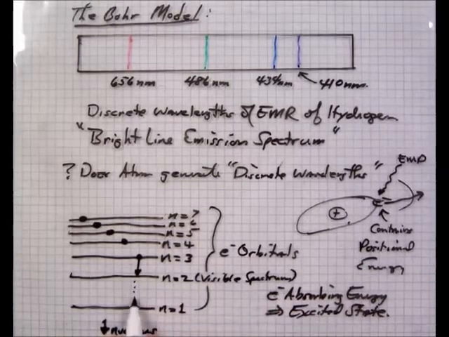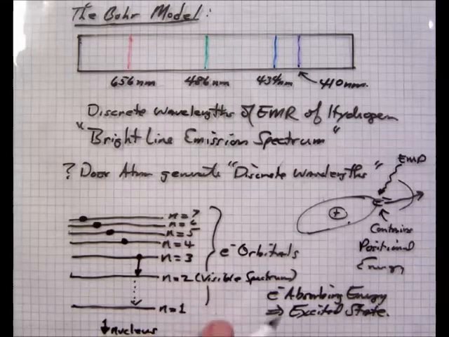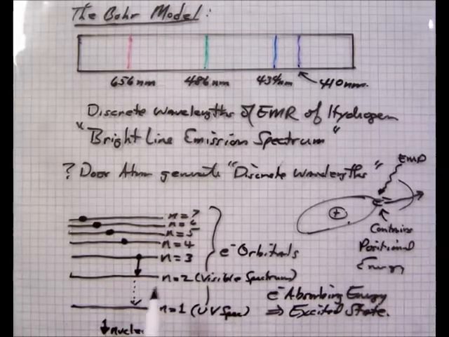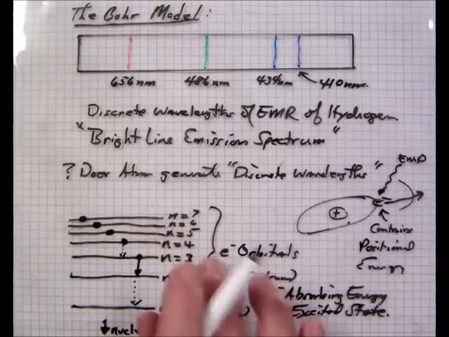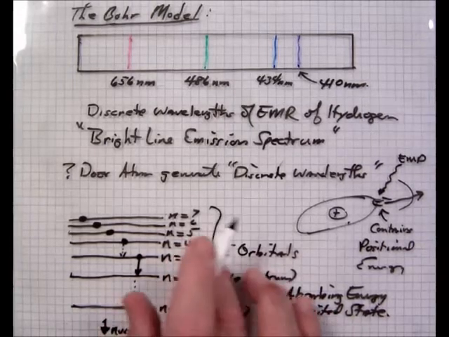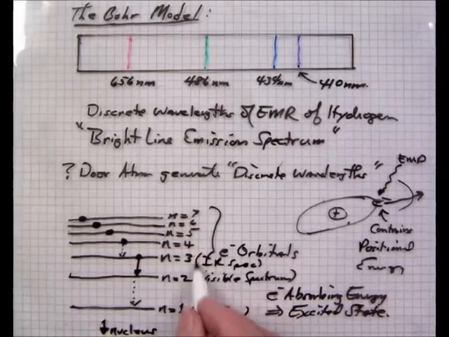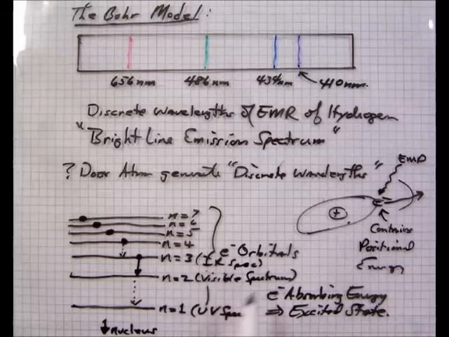If it goes on down to n equal 1 from wherever it is, that's called a UV spectrum, ultraviolet spectrum. And if it goes just to n equal 3, that is the infrared, IR spectrum. If it stops on 3, it's infrared. Do remember those. They have fancy names, the Lyman series, the Balmer series, the Paschen series, those kinds of things. But if you'll remember IR and UV.